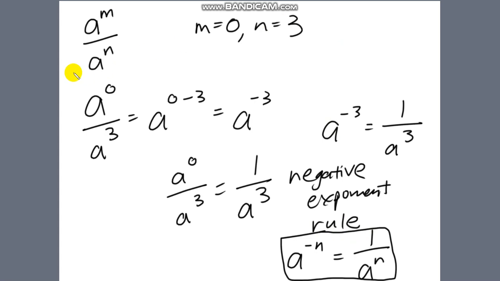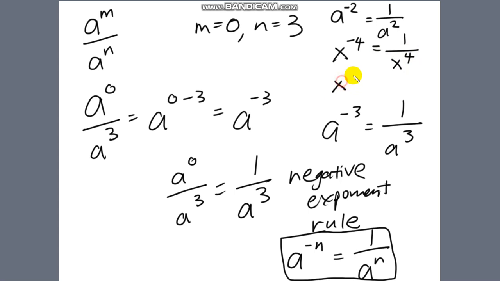So I'll give you some examples. I'm running out of room. I'm just going to show you some examples of what that would look like. For example, if you have a raised to the negative 2, that's the same thing as 1 over a squared. If you have x raised to the negative 4, that's the same thing as 1 over x raised to the 4th power. Lastly, if you have x raised to the negative 9, that's the same thing as 1 over x to the 9th power. So yeah, just so you guys could see some examples of how the negative exponent rule is applied.